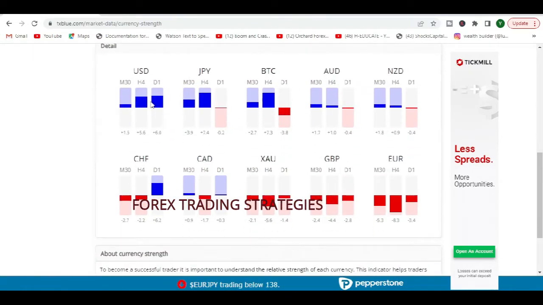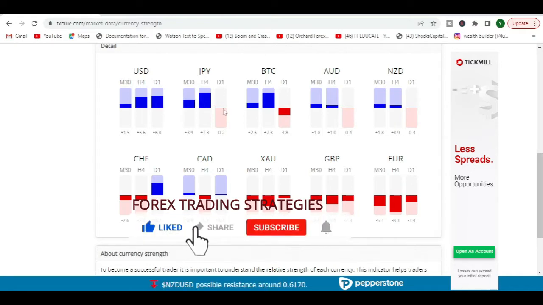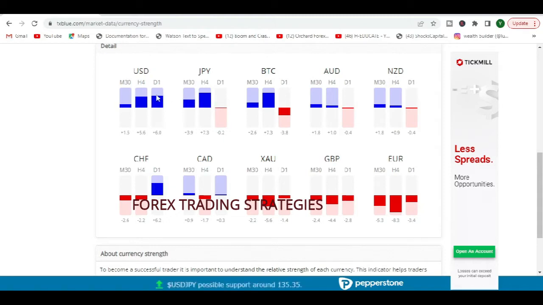Let's scroll down. We can see here on the US dollar, it's blue on the 30-minute time frame. On the 4 hourly, it's strength. On the daily, we have got strength. If we go to the Japanese yen, same deal. We have got strength on the 4 hourly, it seems like we are going to have some strength on the daily, and we have some strength on the 30-minute. So you don't want to match these two together.